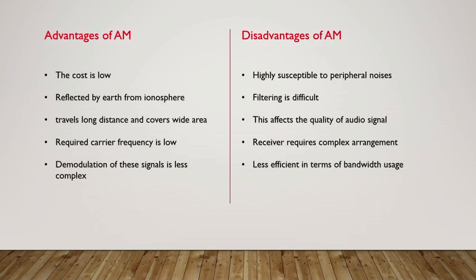Now, advantages and disadvantages of amplitude modulation. The first advantage is that the cost is low. It is reflected by the earth's ionosphere, it travels long distances and covers a wide area, the required carrier frequency is low, and the demodulation of this signal is less complex.